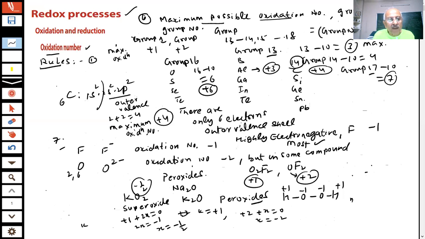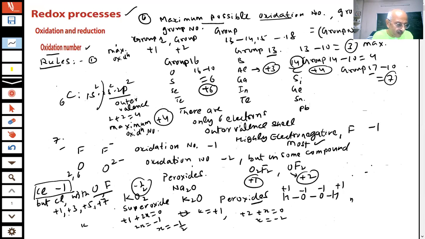Further, I am talking about Cl, student. Cl is -1, but if Cl is attached with oxygen and fluorine, then it is possible to have +1, +3, +5, and +7 oxidation state. Note down, chlorine is -1 except when attached with oxygen and fluorine. Why? Because oxygen is more electronegative than chlorine, and fluorine is more electronegative than chlorine. It can be +1, +3, +5, and +7.